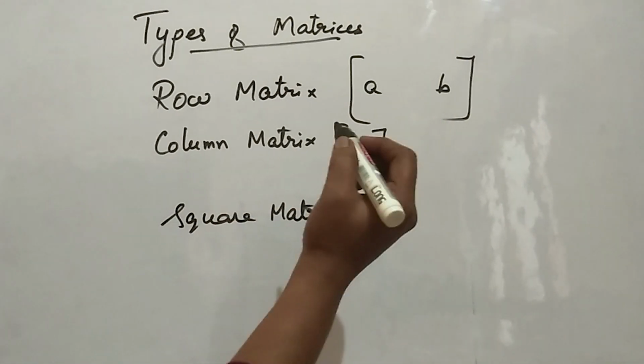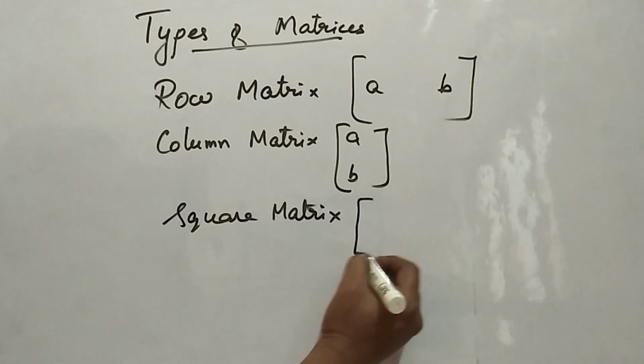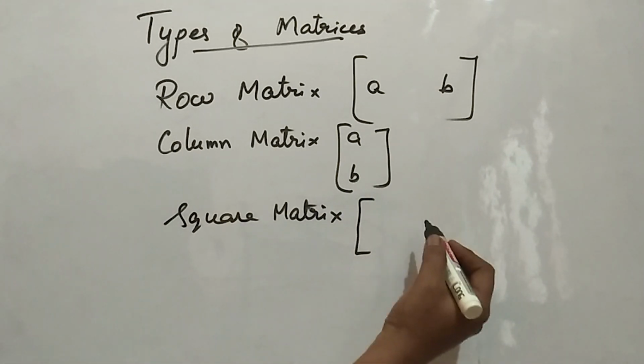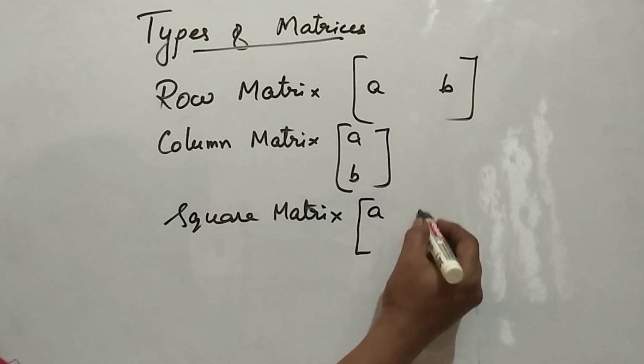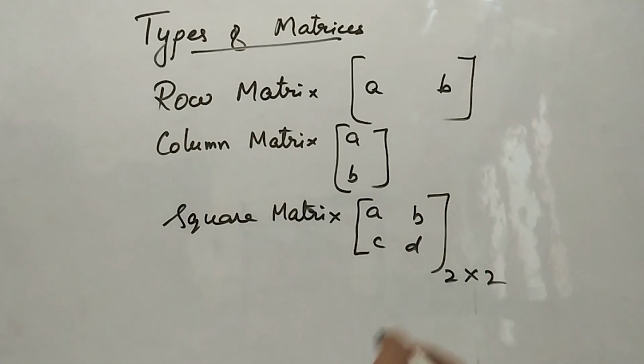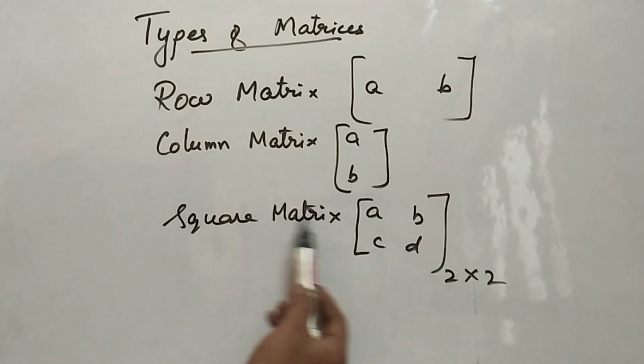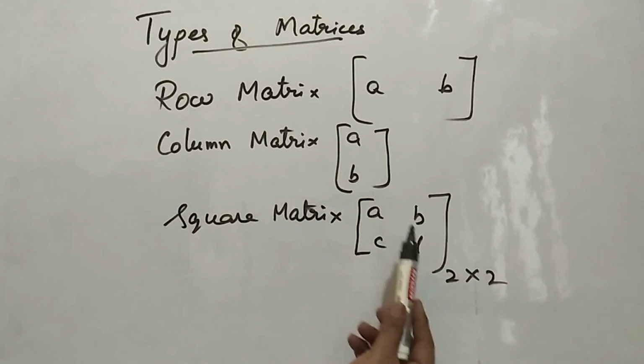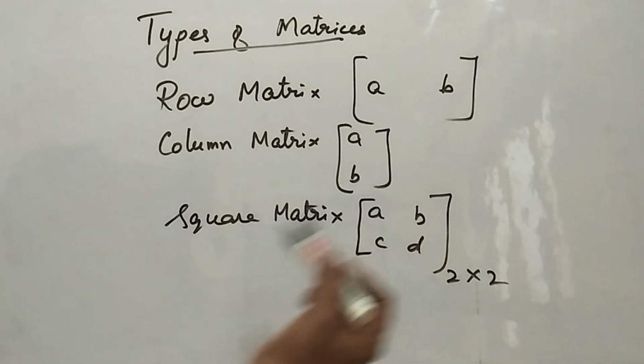Square matrix: number of rows equal to number of columns. So A, B, C, D. How many rows? 2 by 2, 3 by 3, 4 by 4. However many rows, that many columns will be there. Square matrix: number of rows equal to number of columns.